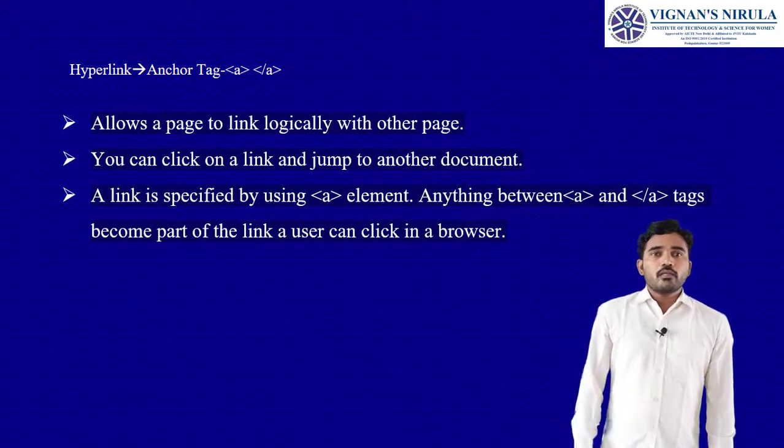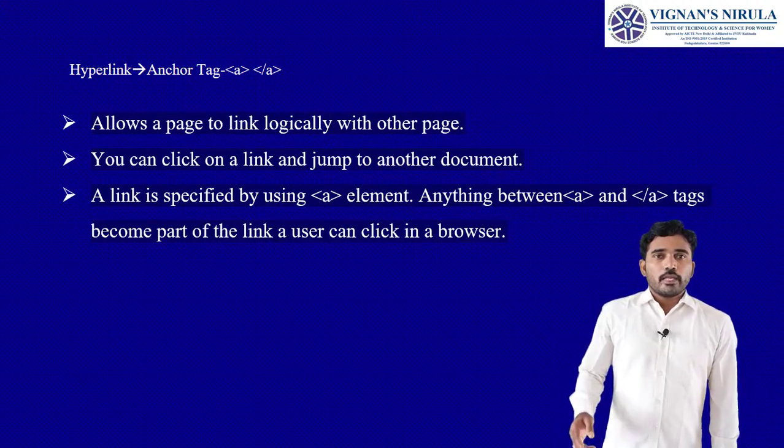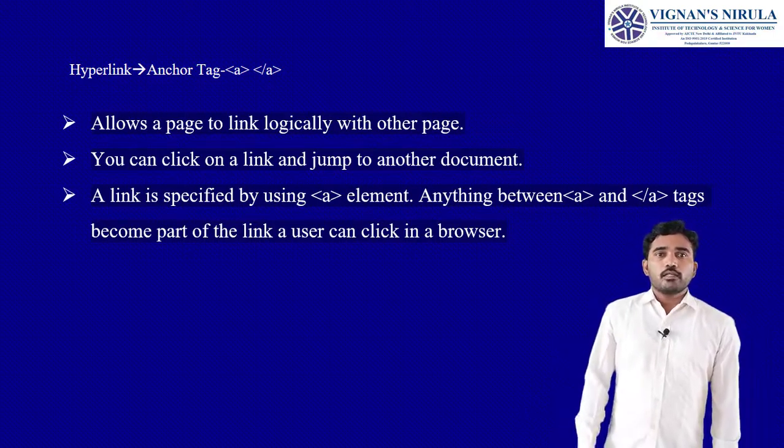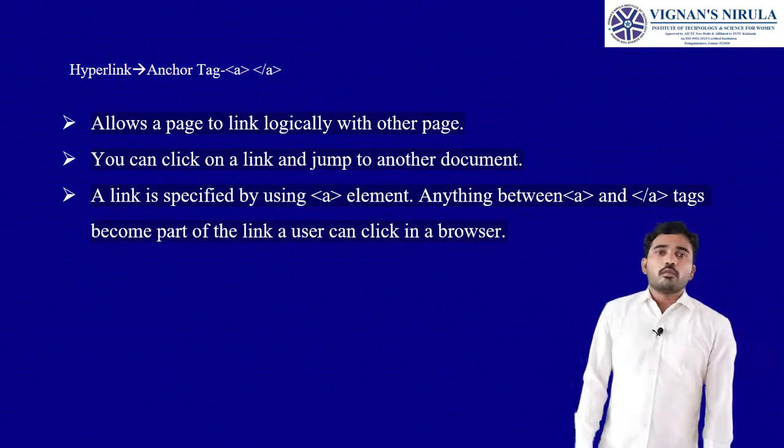A link is specified by using the a element, and anything which is written inside the a element, between the anchor tag's opening and closing tags, becomes a part of the link that a user can click in a browser.